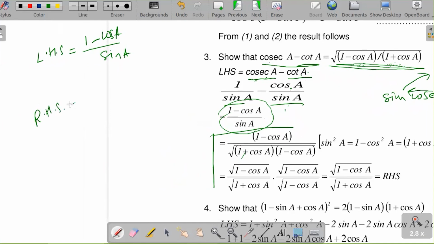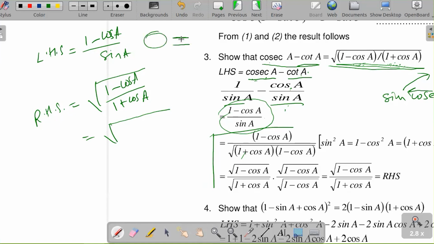RHS is 1 minus cos by 1 plus cos. Actually, what is the meaning of RHS and LHS? Suppose there is an equation. For any equation, we have three parts: the left hand expression, the right hand expression, and the equal to in between. So this is known as the left hand side, and this is known as the right hand side. LHS for left hand side, RHS for right hand side.